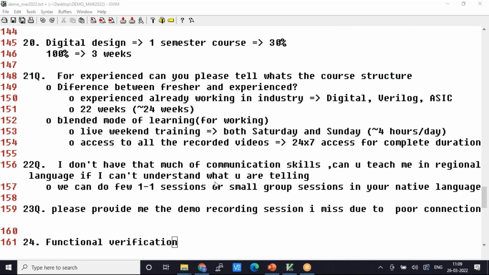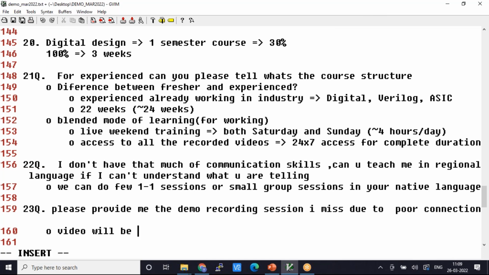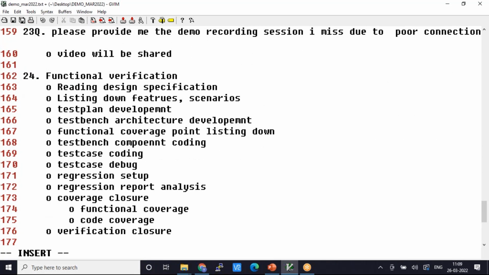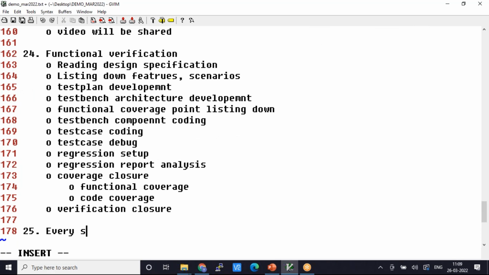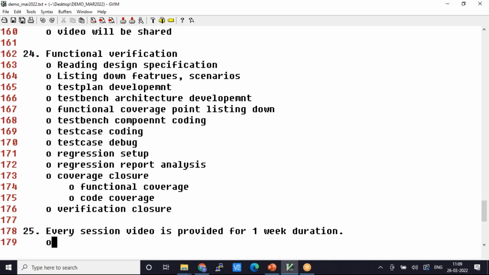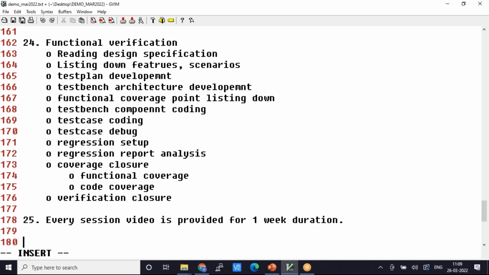Please provide the recording? Yes, we will provide it. This video will be shared with you. Not only that, as a policy, every session video, irrespective of whether you attend or not, is provided for 1 week. You can revise it. The only catch is that you should not misutilize it. There is a trust with which it is shared, so that trust should not be misutilized.